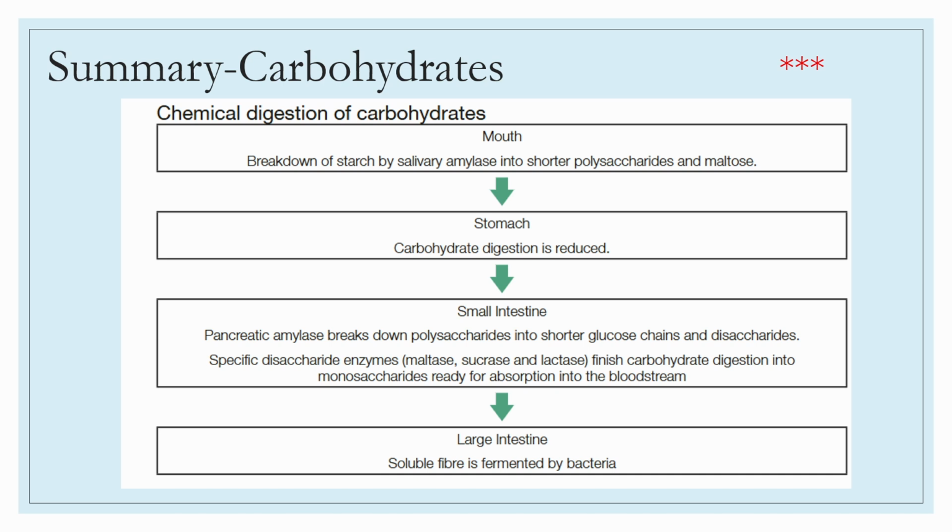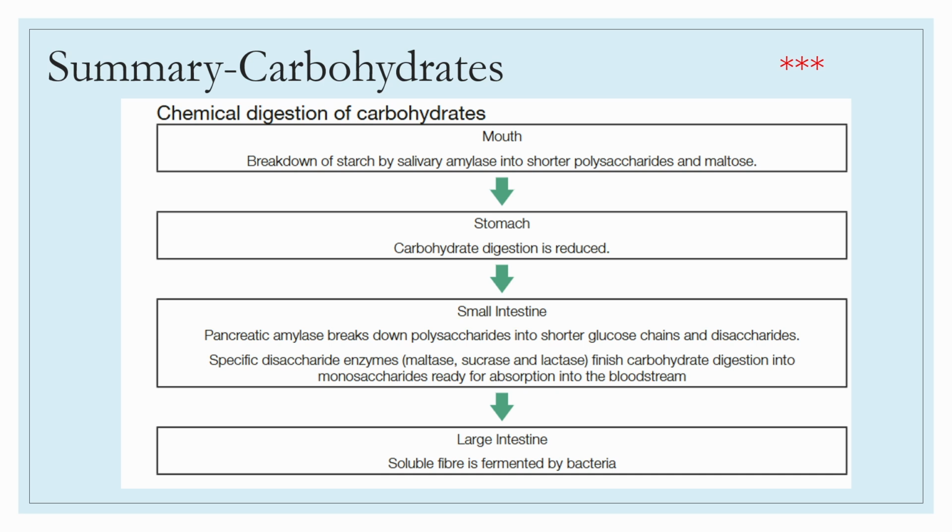The summary of chemical digestion of carbohydrates starts in the mouth, where it's broken down by salivary amylase into shorter polysaccharides and even into things like maltose. In the stomach, there is reduced carbohydrate digestion; mostly protein digestion occurs in here.